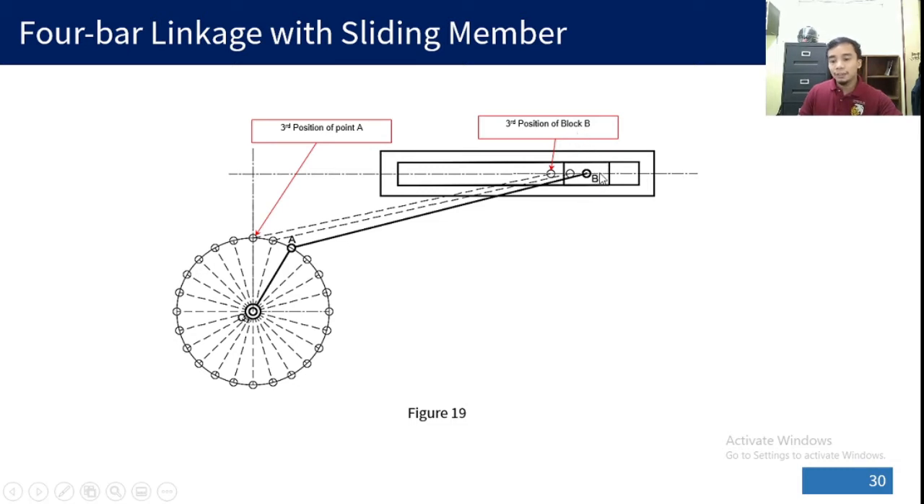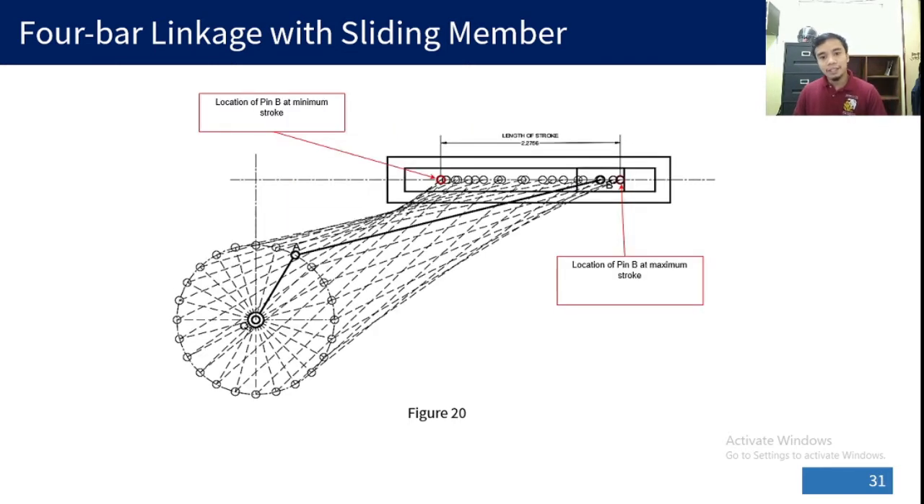This block B, or sliding member, will move along a straight path. Okay? While the crank completes one complete revolution, the block completes one complete rectilinear path, a single straight line. That one complete linear motion of block B is called the stroke. Okay? In the next illustration, we will project the motion of the 4-bar linkage.